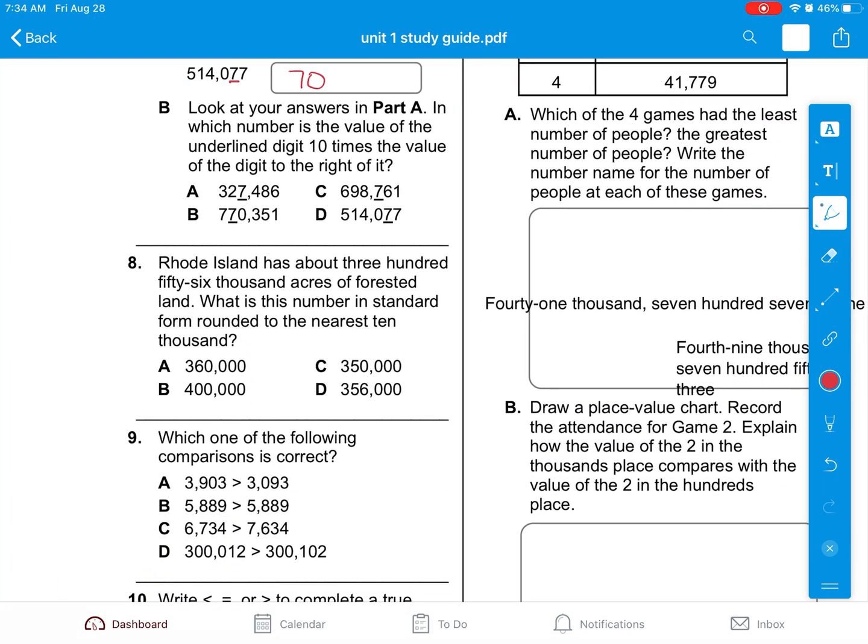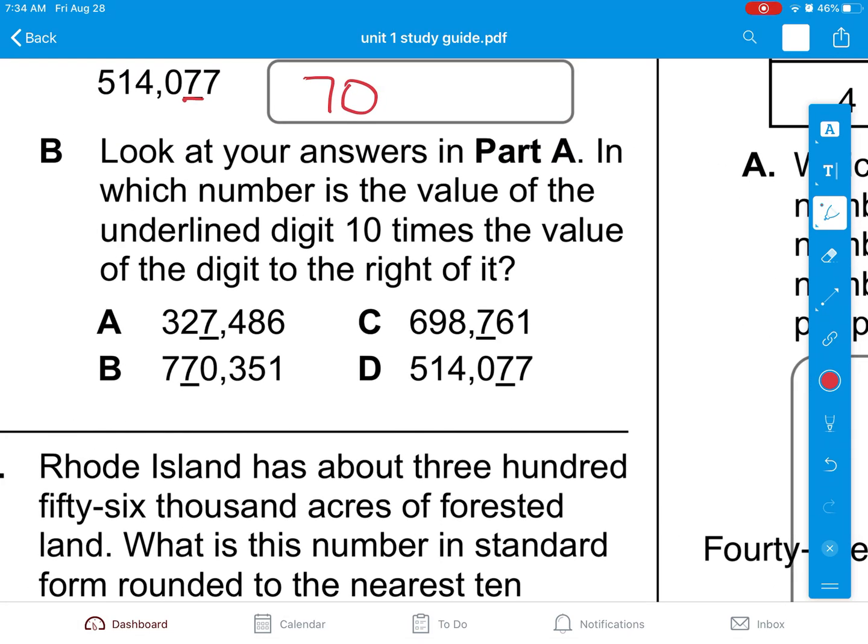Part B wanted you to do the same thing we did in number 5, I think. You're going to look at these numbers and see which one has an underlined digit that's 10 times the value of the digit to its right. So those numbers have to match just like before. These have 2 7s side by side, but so does D. Both of these have 2 7s side by side. So the clue here is the word right. This underlined digit doesn't have a 7 to the right, it's got a 0. This underlined digit does have a 7 on its right side, so that is the right answer.